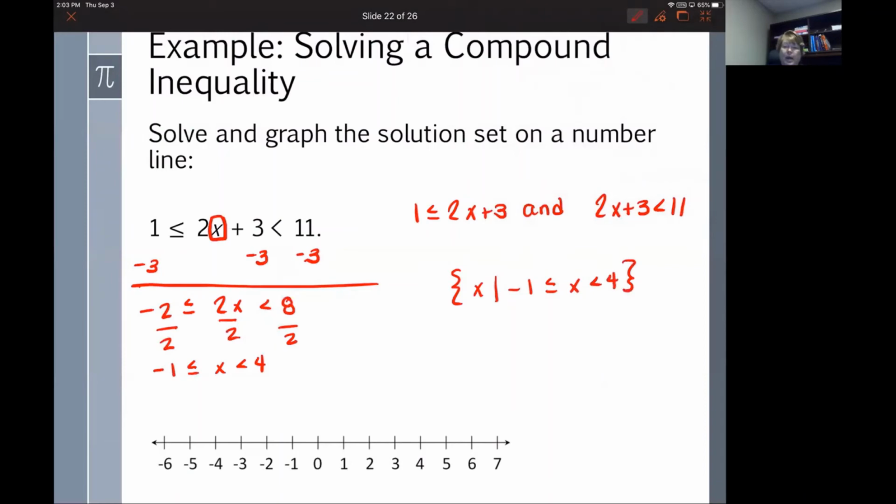All right, what's the graph look like? Well, we would have a bracket at -1, a parenthesis at 4, all the numbers in between. So interval notation would be from -1 to 4. We have a bracket on the -1 because we have equality on the -1 side. We have a parenthesis on the 4 because we do not have equality. So 4 is not included, -1 is included in the solution.